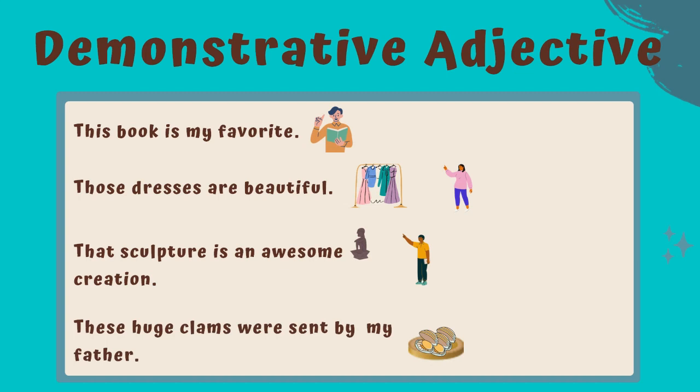Now, if you noticed, this, that, these, and those, these demonstrative adjectives are very similar to our demonstrative pronouns. But they are not totally the same. Because demonstrative adjectives cannot stand alone, therefore they need nouns next to them. While demonstrative pronouns can stand alone. They don't need a noun next to them.